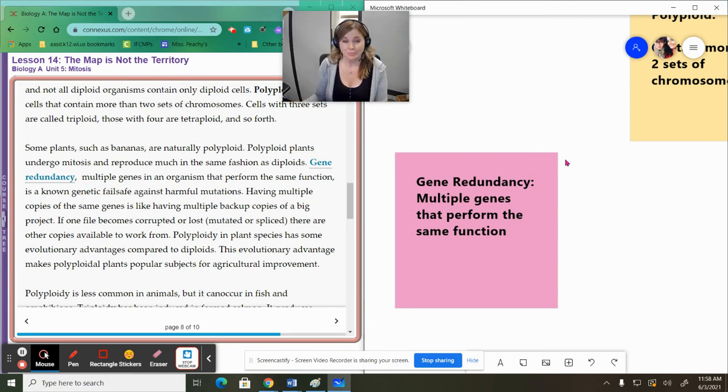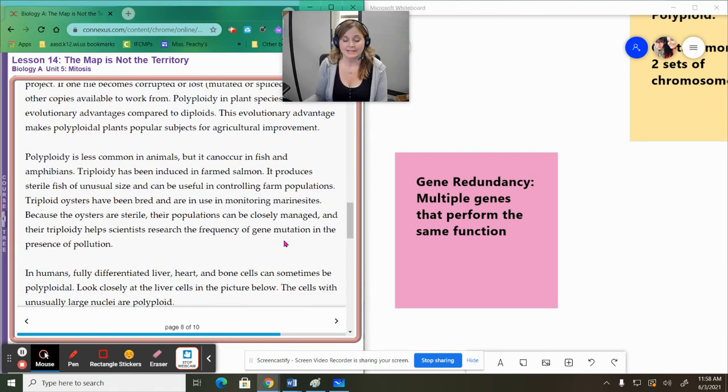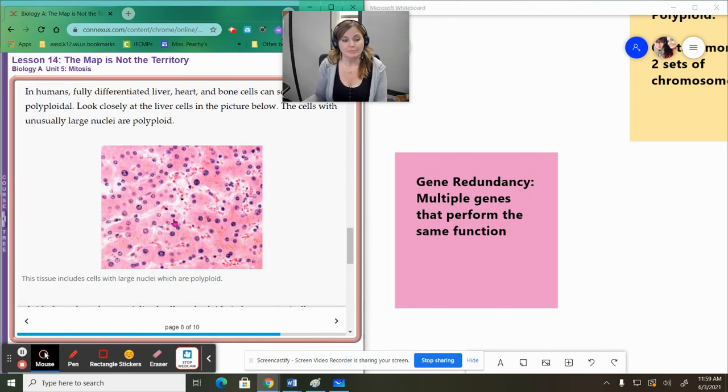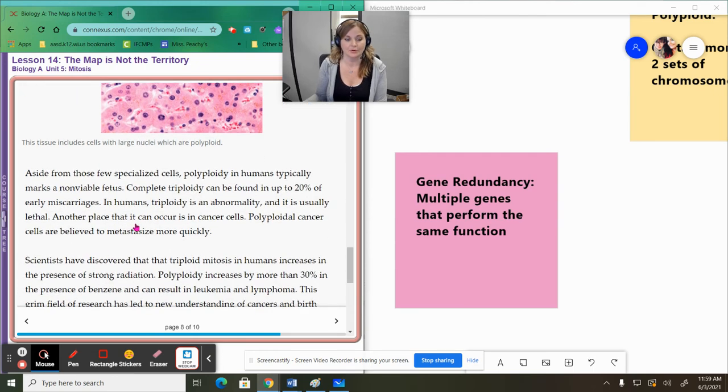Polyploidy is more common in plants than in any other types of organisms. It can occur in certain types of animals. Generally, that is something that is induced or bred into the organism by people who are trying to make a polyploid organism. If you look at polyploid cells, they tend to have larger nuclei because they have more genes. They have more chromosomes, so they have to have larger nuclei to accommodate the number of chromosomes.